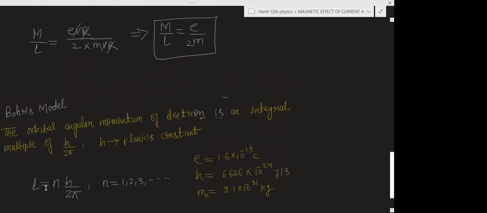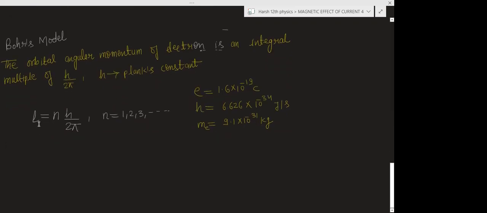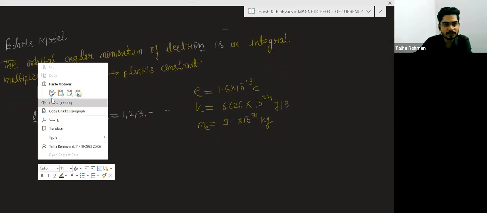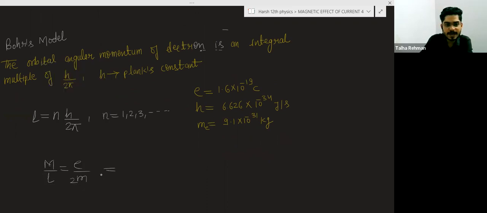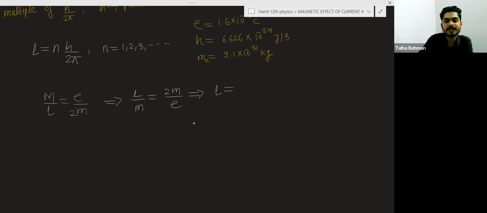Now from here, we can find the value of L and put it in this formula to find the magnetic moment. Magnetic moment is given by Le divided by 2m. Actually we have to calculate L, so this becomes M by L equals e by 2m. When you reverse it, it becomes L by M equals 2m by e. Now from here L is equal to 2 small m into capital M divided by e.